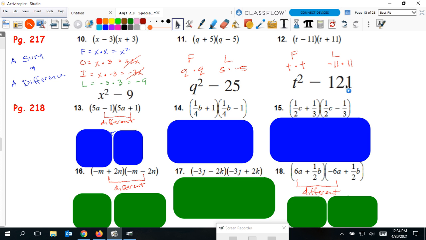So again, your outsides and insides, you can see that they would cancel each other out because like on 11 here, you're going to get outside negative 5q, inside positive 5q. Those are opposite terms and they would cancel each other out.